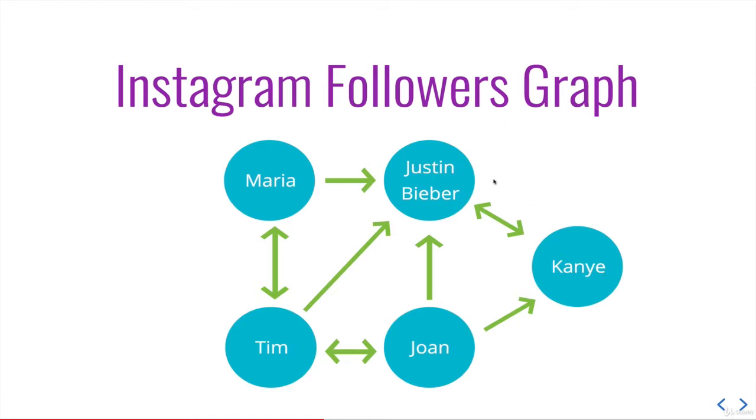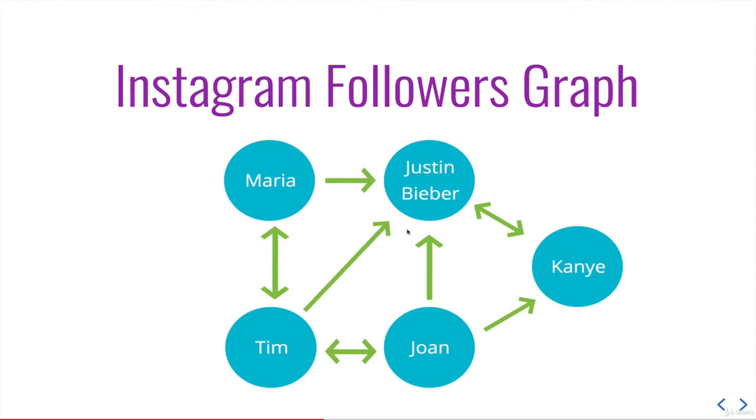But if we look over here, Justin Bieber does follow Kanye, and Kanye follows Justin Bieber. So you can see this sort of information in a social network like Instagram is important, because if you are a celebrity, you probably don't want to just see every single person's content who follows you. You want to be able to pick and choose what you see.